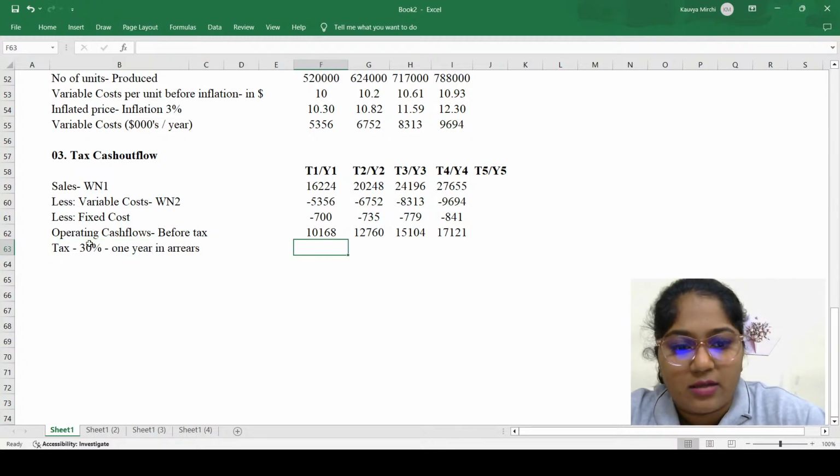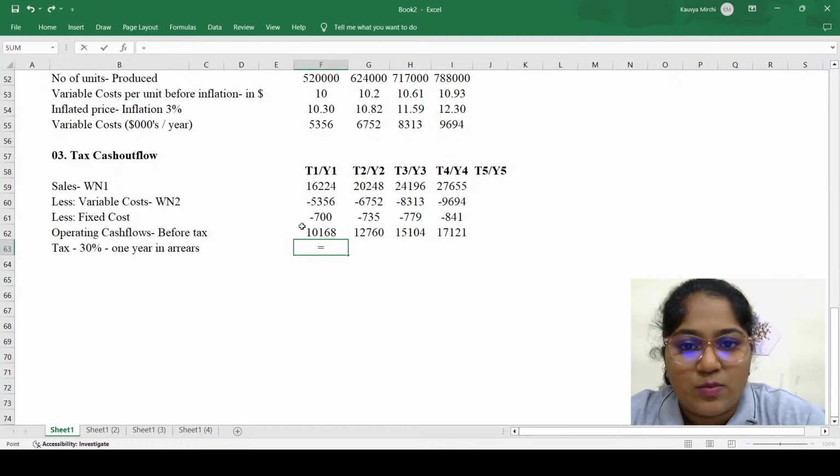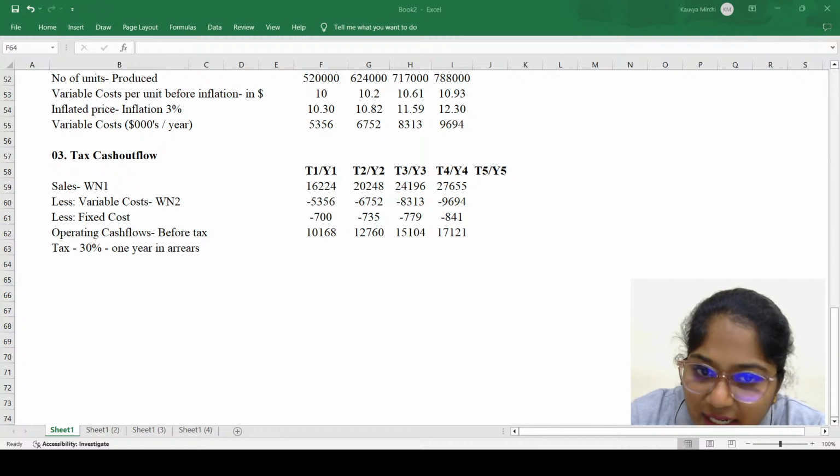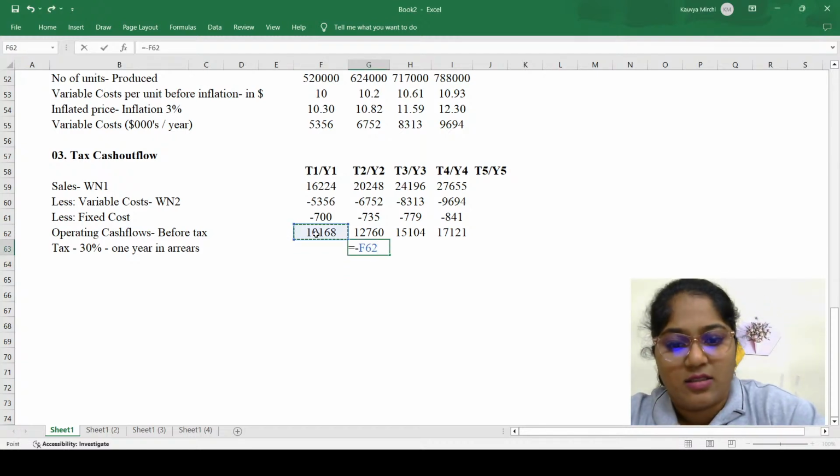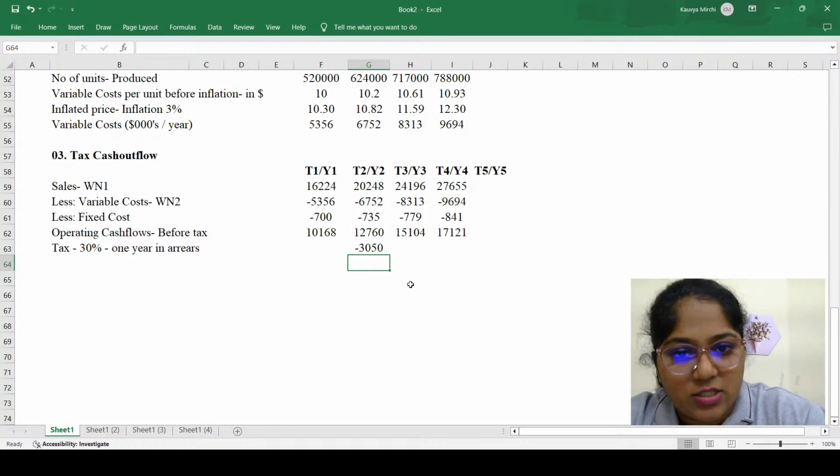1 year in arrears. So how do I consider this value? Will I be paying any tax on T1? No, I will not be paying any tax on T1. Why? Because it is on arrear. I will be paying the next year. This multiplied with 30 percentage I'll be paying.